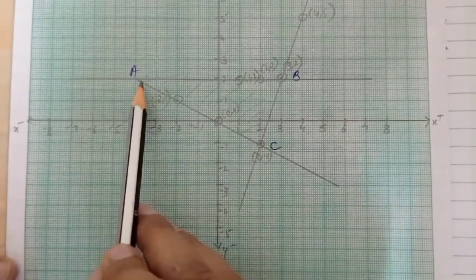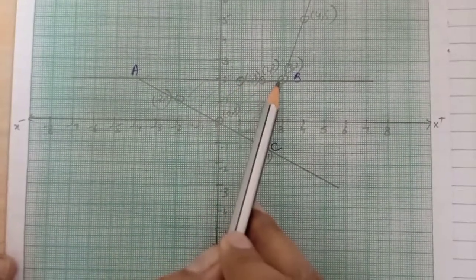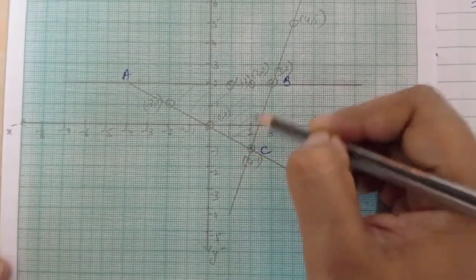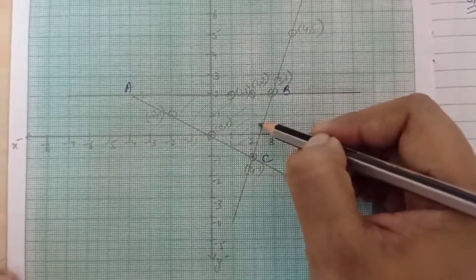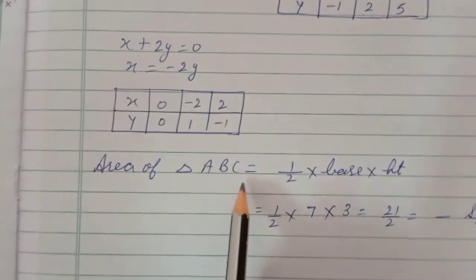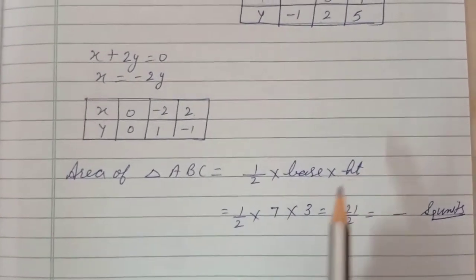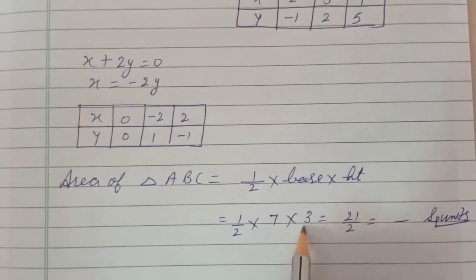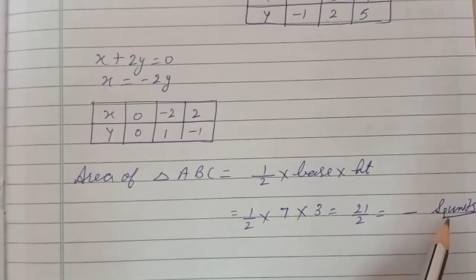Okay. Once again, base is what? This. Count the number of boxes. 1, 2, 3, 4, 5, 6, 7 boxes. And height, you know, it is the perpendicular between the vertex and the base. So count the number of boxes along this side. 1, 2 and 3 boxes. Now look here. Area of triangle ABC is equal to half into base into height. So put the value. Half, base is 7, height is 3. Clear? So you can solve, that is 21 by 2 and find the answer, that will be in square unit.